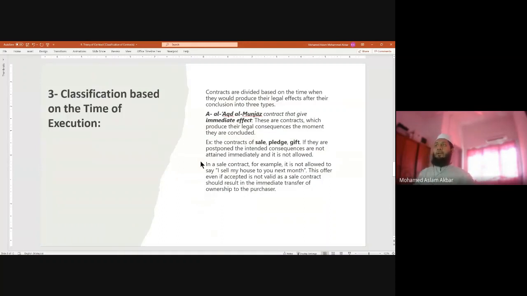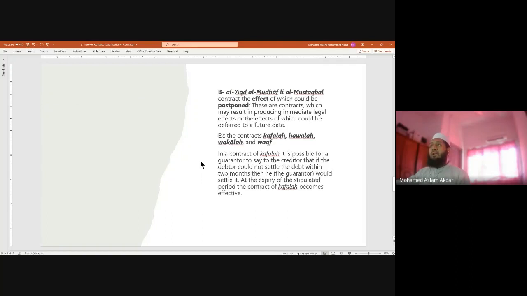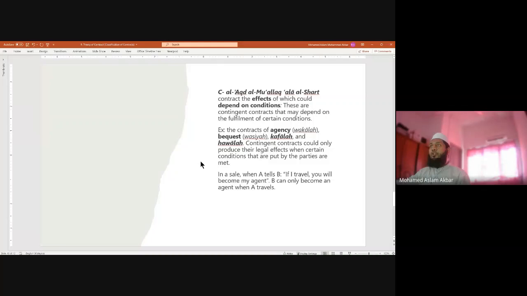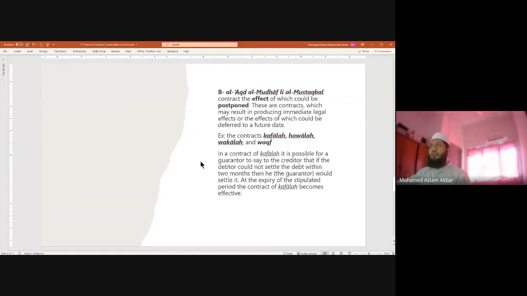Okay. The next one is the classification based on the time of execution, right? So now there are 3 under this. This is the classification based on time. So you have the immediate effect, you have postponed effect, and then you have effect on condition. Okay, let us see one by one.